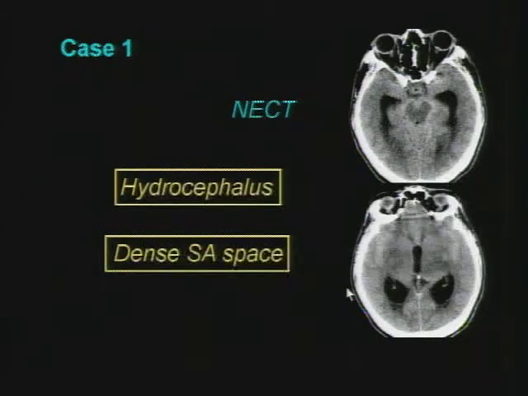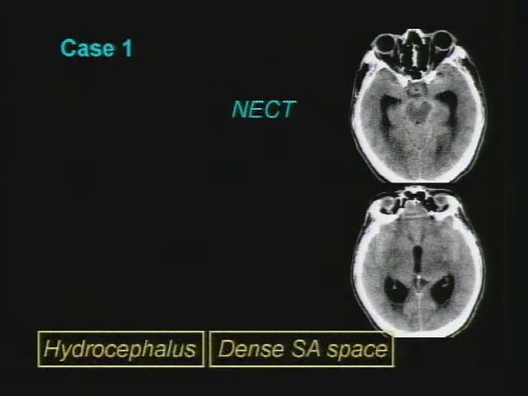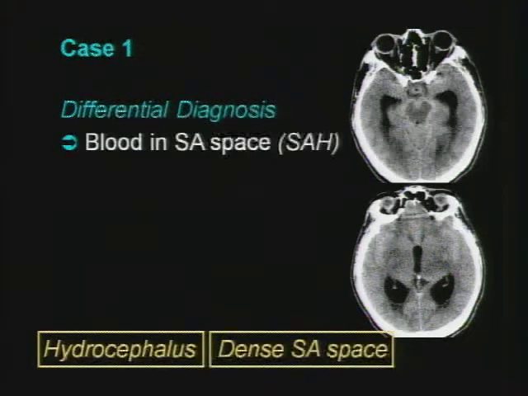And when you're given this sort of case, that is how you should describe it. There is dense subarachnoid space. You should not come out with there is subarachnoid hemorrhage, because you may be wrong, as you would be in this case. Okay, so you have a case with hydrocephalus and dense subarachnoid space. What are you going to do? What's your differential? Well, the first thing is this could be blood in the subarachnoid space. This could be a subarachnoid hemorrhage in this patient.